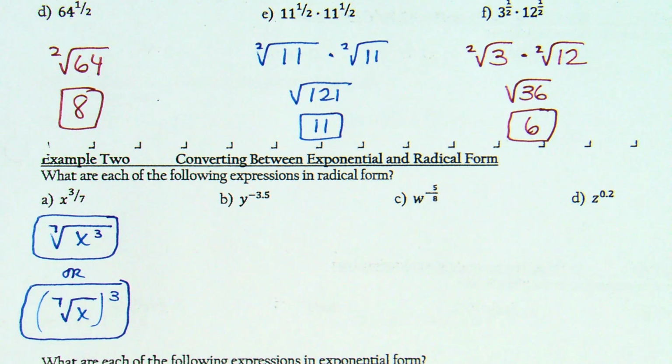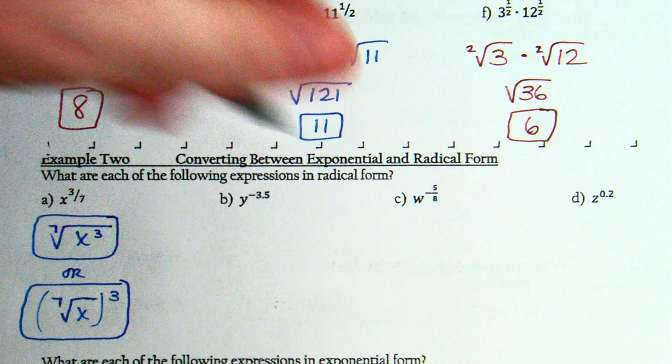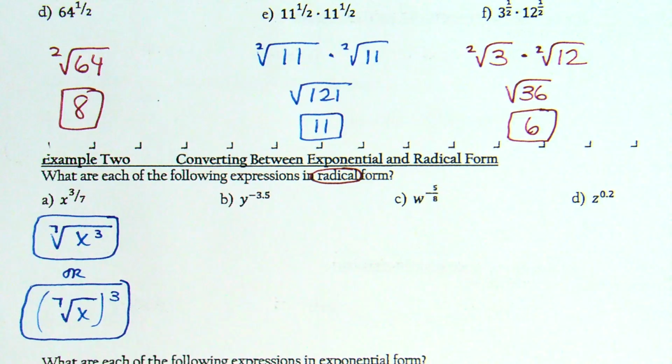Okay, B. Y to the negative 3.5. And I want it in radical form. If we're going to go radical form here, right now I have a decimal. Do we know anything about how to convert a decimal to a radical form? A decimal exponent? No, we've been converting fraction exponents to radical form.